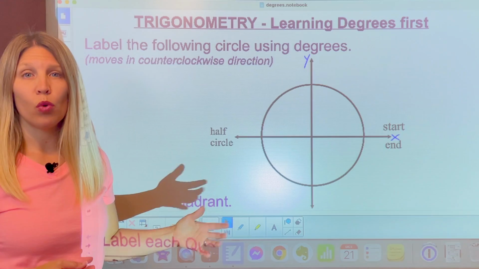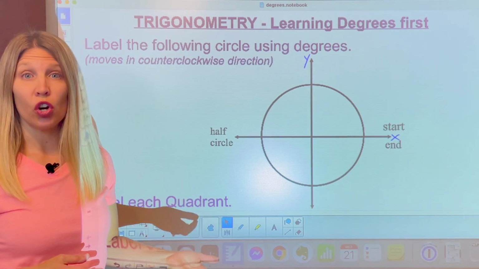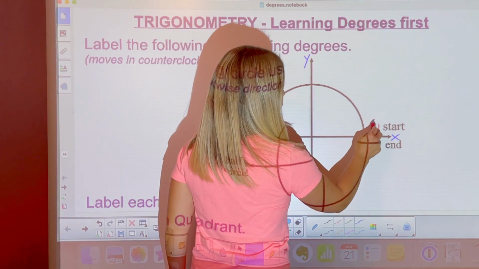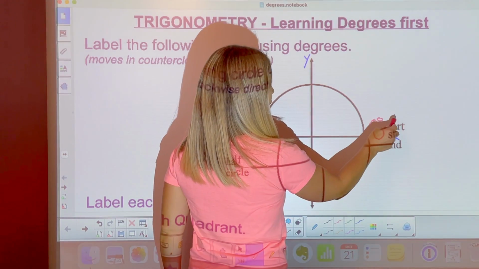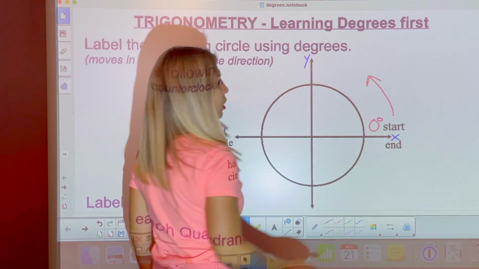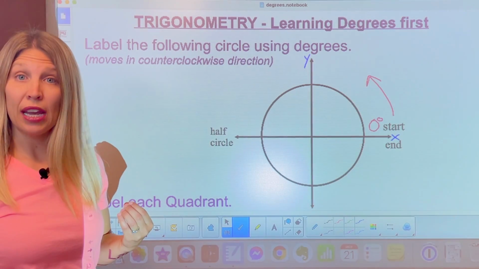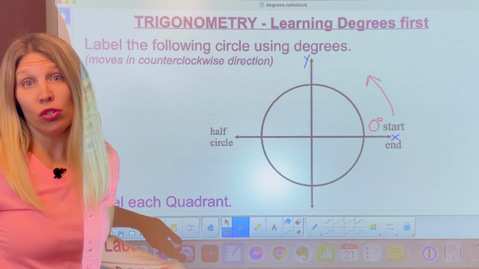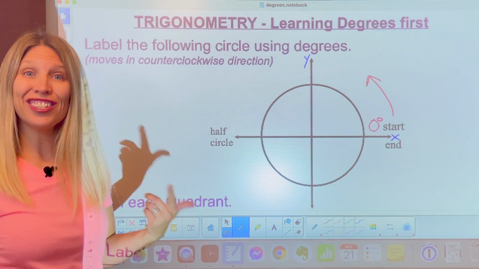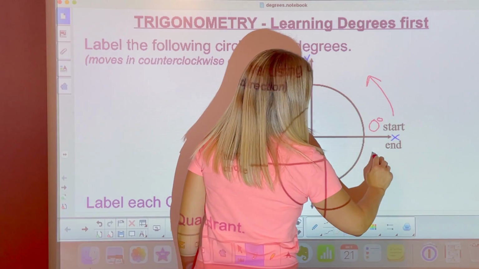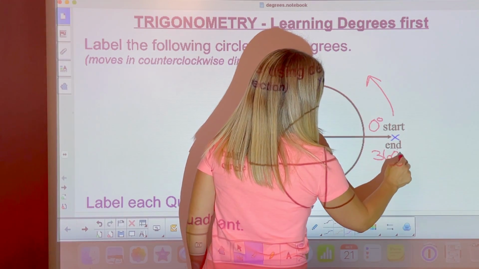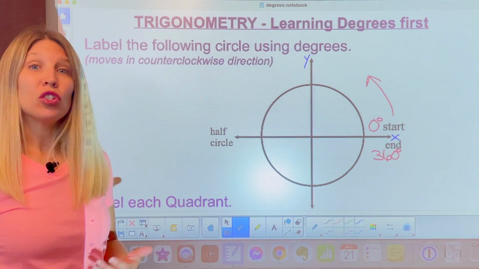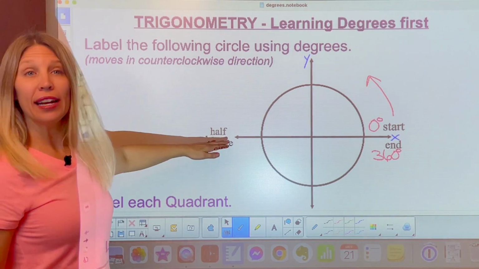So you'll notice on the board where I have it labeled where we're going to start a circle. We're going to start over here on the x-axis, and this will be 0 degrees. And we're actually going to move in a counterclockwise rotation around the circle. So how many total degrees are in a circle? 360 degrees, that's right. So we're going to end all the way over here, and this end spot will be our 360 degrees.